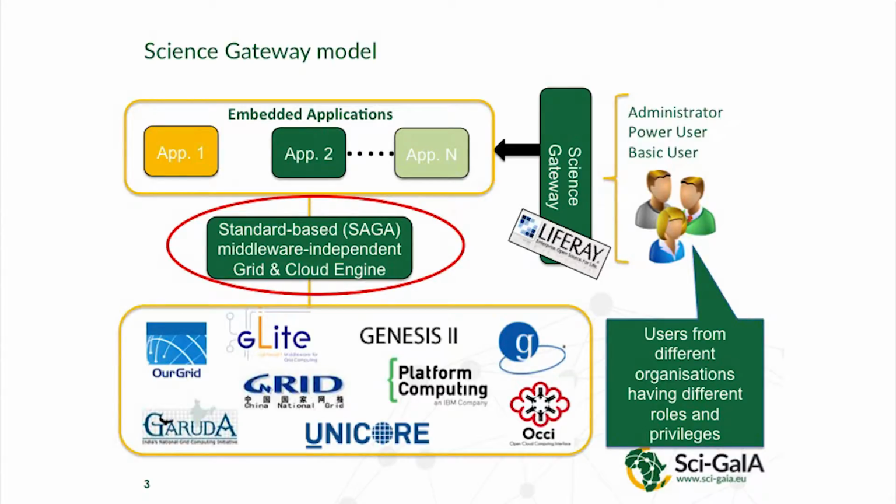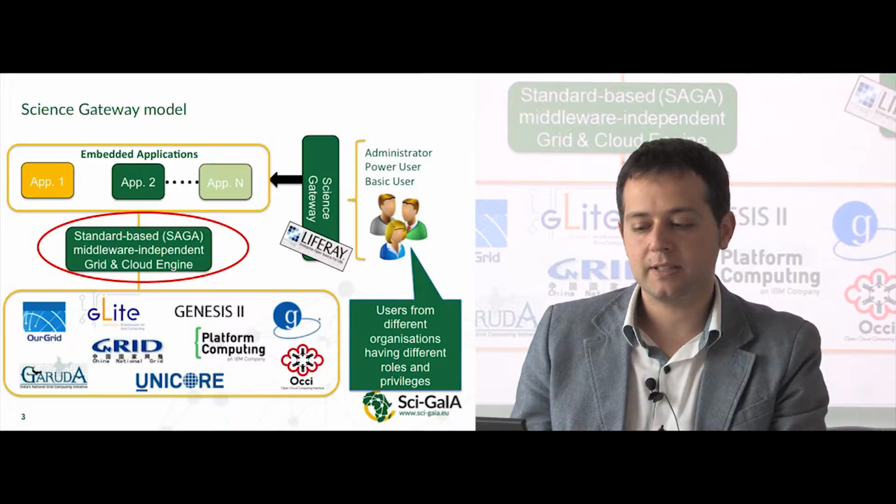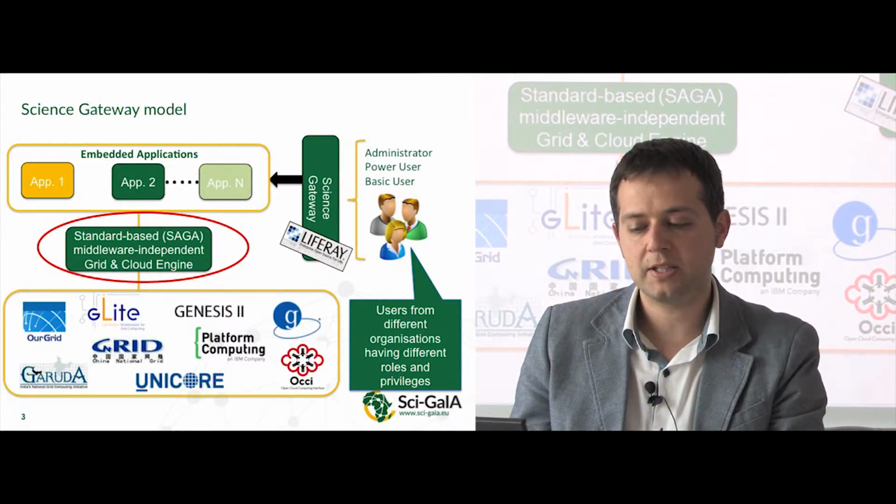Okay, this picture shows the Science Gateway model, and as you can see, we have several users from several organizations that have different roles and privileges. These users would like to perform their applications exploiting the distributed computing infrastructure's resources. In this picture, the distributed computing infrastructures are highlighted in the box on the bottom side of this slide.